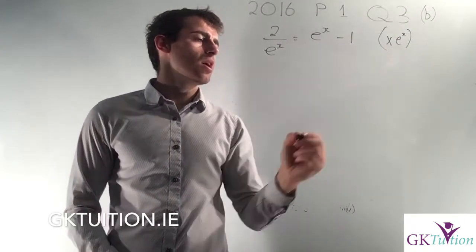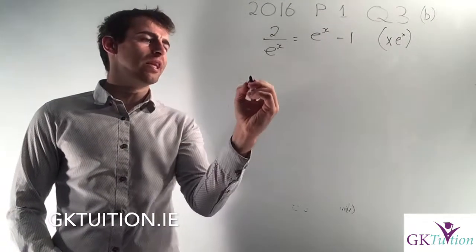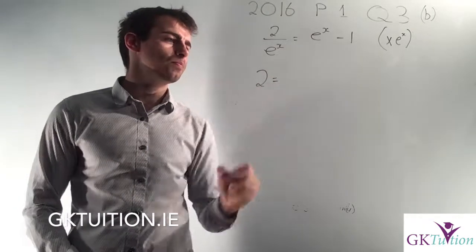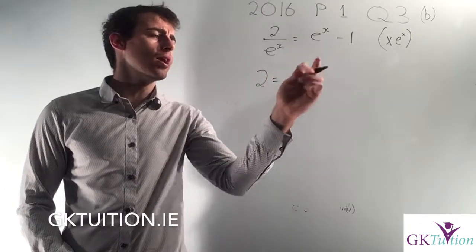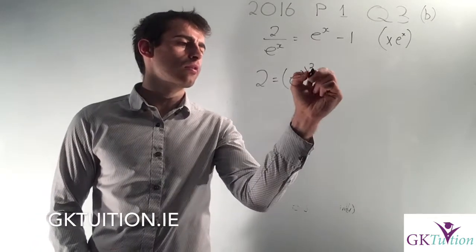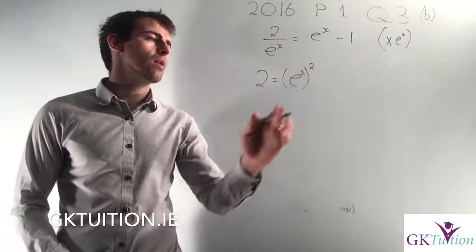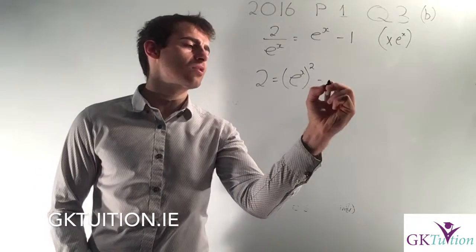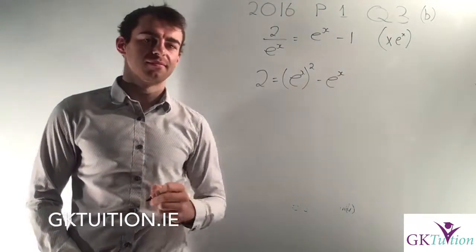If I multiply the left-hand side by e to the x, I'm just left with 2. If I multiply the right-hand side by e to the x, I'll get e to the x squared, because I'm multiplying this by itself. Minus 1 by e to the x is just minus e to the x.